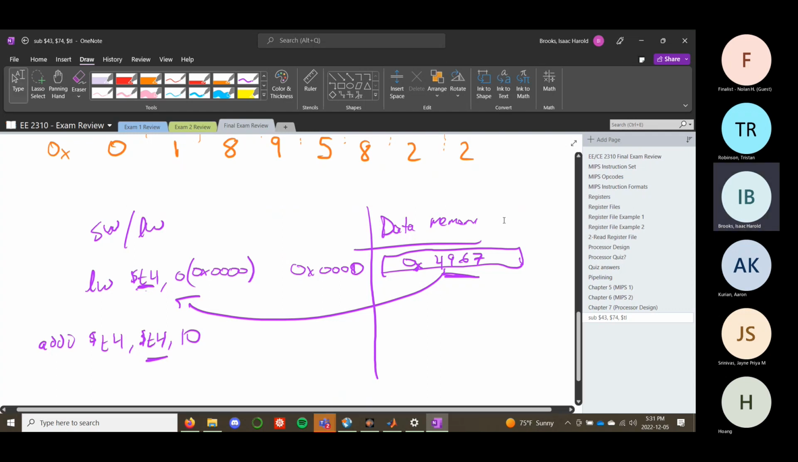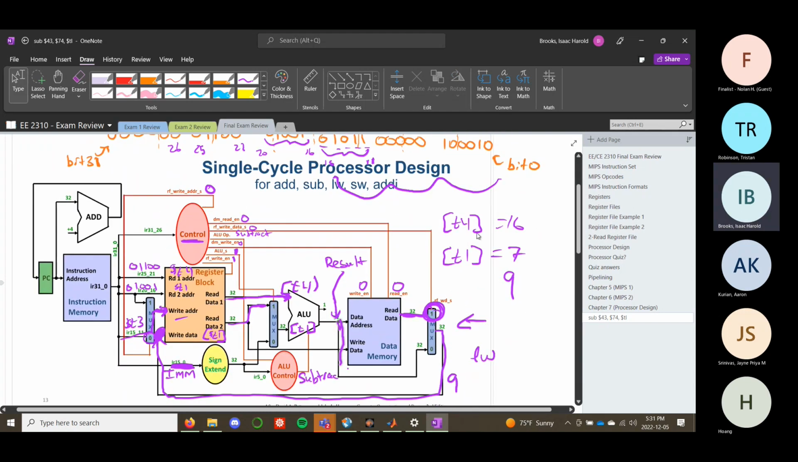Any other questions on this diagram or this process?